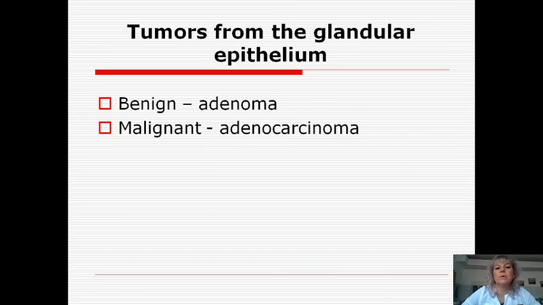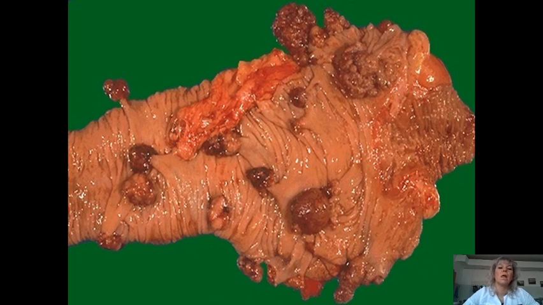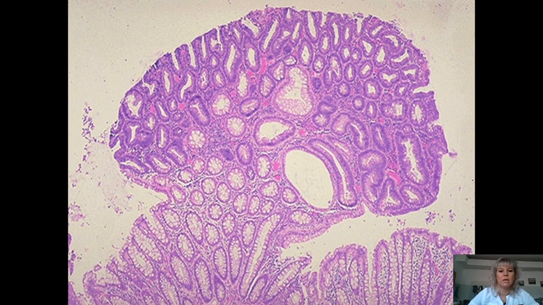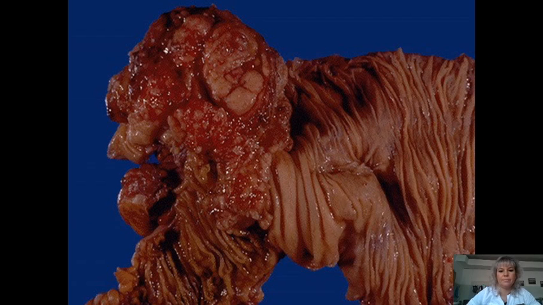The next group, tumors from the glandular epithelium, from glands. Benign has the name adenoma, malignant adenocarcinoma. In this photo, you can see many glandular polyps in the intestine. Histologically, we see growth of many glands with normal mature epithelium.